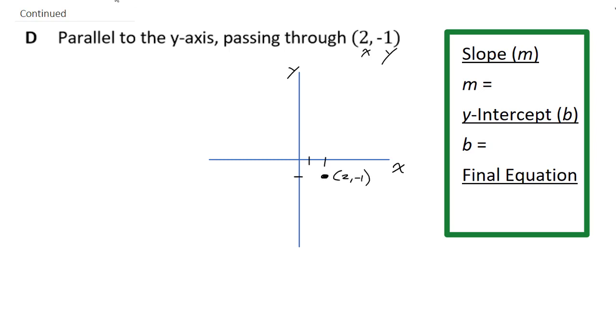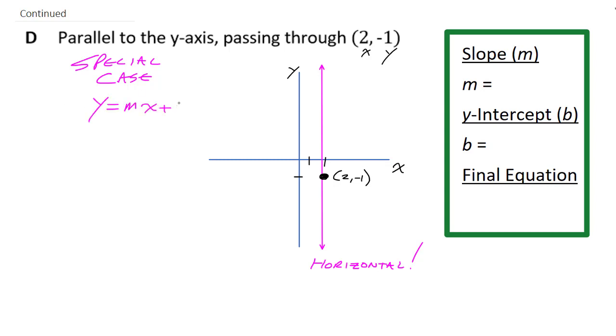2, -1. Now it says your line is parallel to the y-axis. So I'm going to draw a line that is exactly that, parallel to the y-axis, and it's supposed to go through that point. I've missed it a little bit, but we'll just say that's close enough. There we go. So this is a vertical line. Hopefully the bells go off. As soon as you hit a horizontal line or a vertical line, that's a special case. So what do we know about special cases? Well, we don't follow the usual thing. We don't use y equals mx plus b. That's out the window.